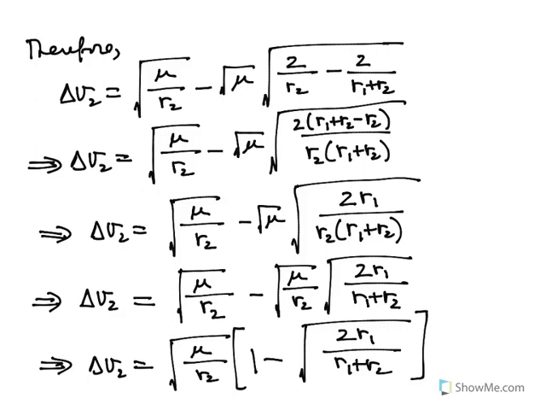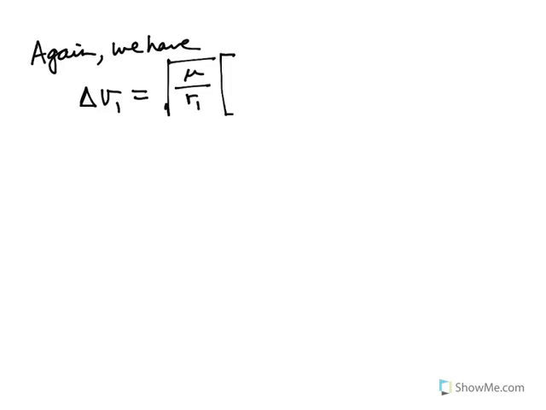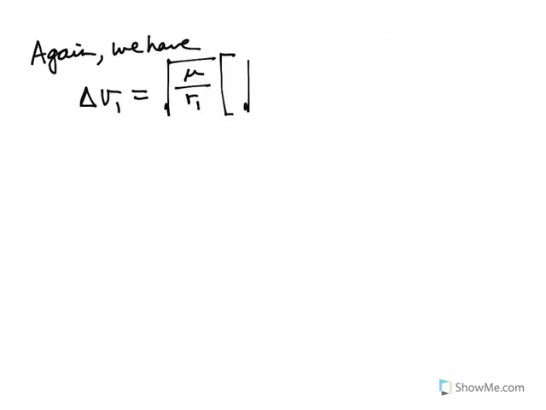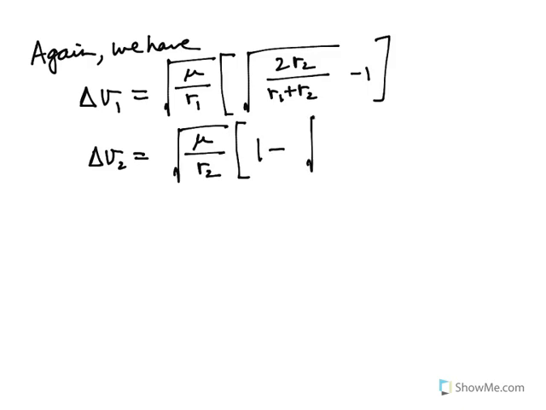So those are our two delta v's. So let's write them again. So again, we have delta v1 is equal to the square root of mu over r1 times, well, let's go back over here, the square root of 2r2 all divided by r1 plus r2 minus 1. And then delta v2 is equal to the square root of mu over r2 times 1 minus the square root of 2r1 all divided by r1 plus r2.